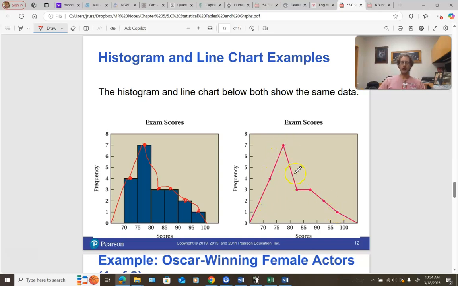So this line chart still has the same shape as this histogram. So we still get a sense of how that data is distributed. The majority of the data is over here, in the C's and maybe in the B's. Okay. And then less of the data is in the higher B's and A's. And so we get that same sense by looking at this line chart. Okay. All right.